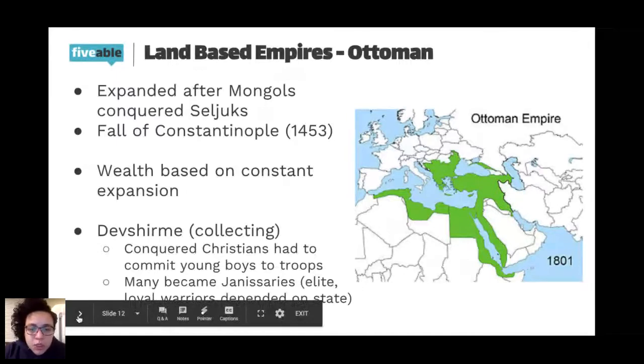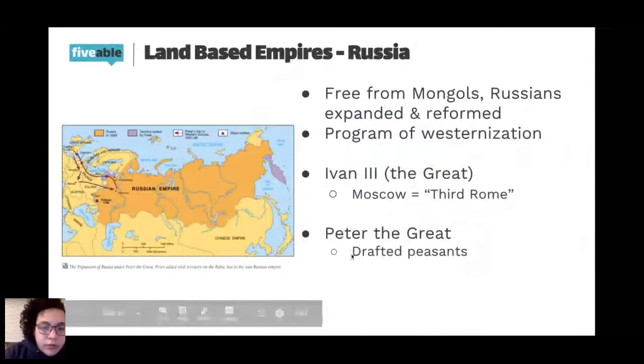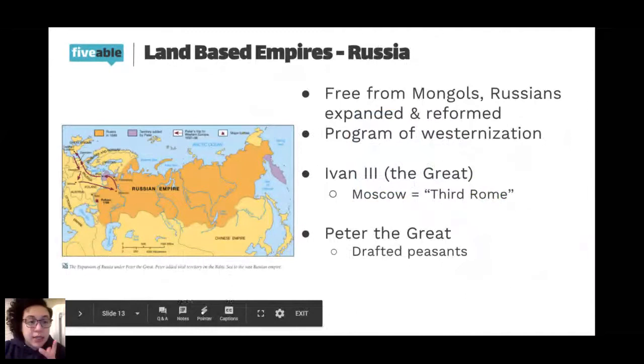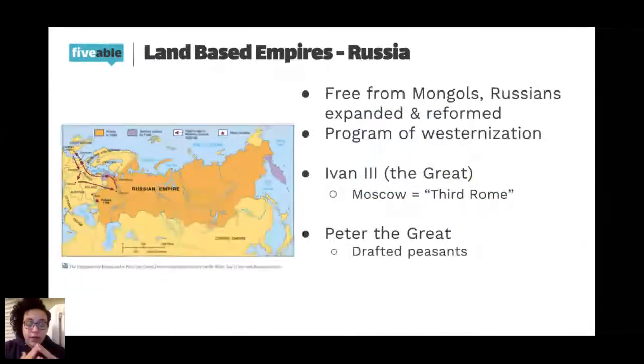I forgot to finish this slide. All right, so in Russia, there should be a lot more listed under Peter the Great, but basically once they become free from the Mongols, once the Mongols are out of the picture, the Russians are going to expand dramatically. Look at how much land they have. That's so much of the continent.